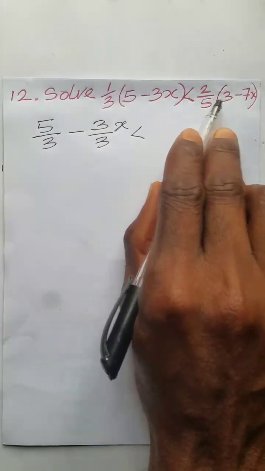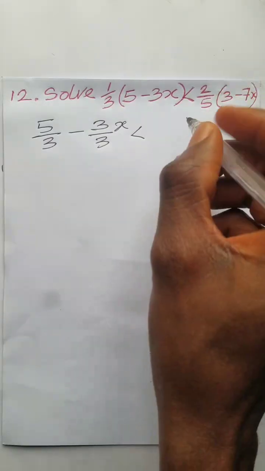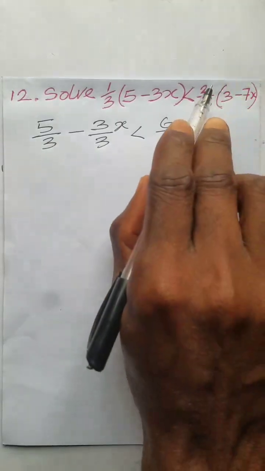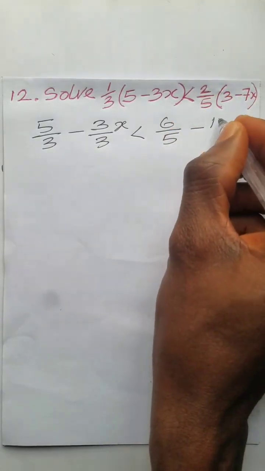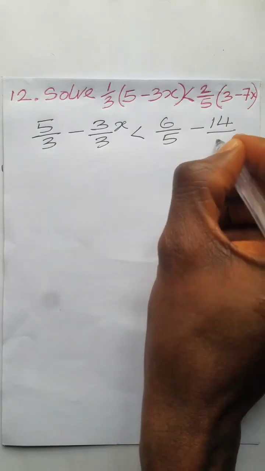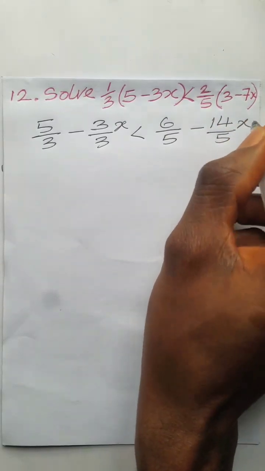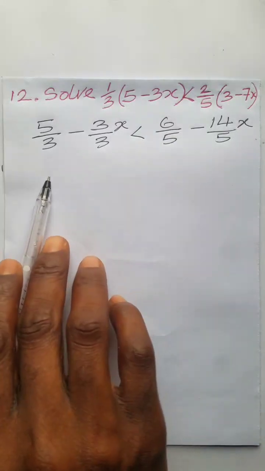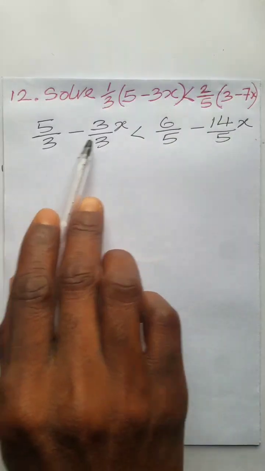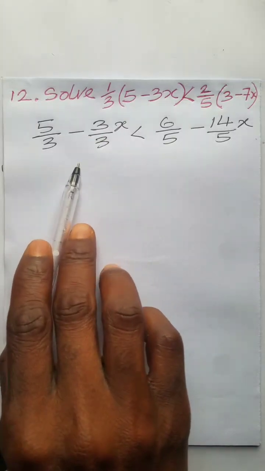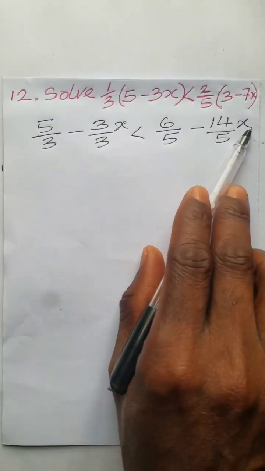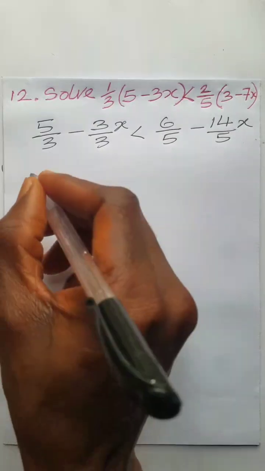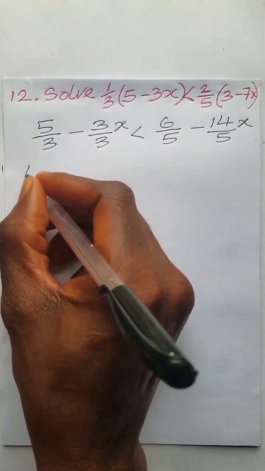Less than, the same thing, 2 over 5 times 3 is going to give us 6 over 5 minus 2 times 7 is 14 over 5, and our x is here. The next thing I want to do is collect like terms. I'm going to bring this x over here. This is already minus 3x. When this minus 14x over 5 comes over here, it's going to be what? Plus. So since it's going to be plus, let me make it begin my equation.